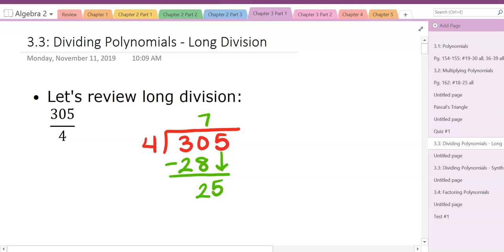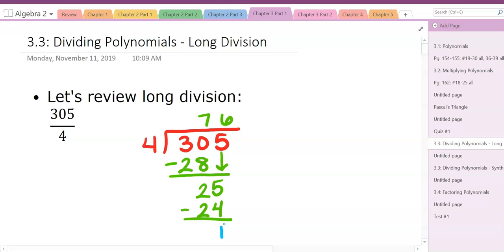So now we're trying to get 4 to go into your 25. How many times can 4 go into 25? 6 times. So the next number up here on top is going to be 6. 4 times 6 is 24, so we put 24 underneath the 25, and that's going to give you 1. Okay, so 1 is your remainder, because I'm out of numbers to drop down from up above.